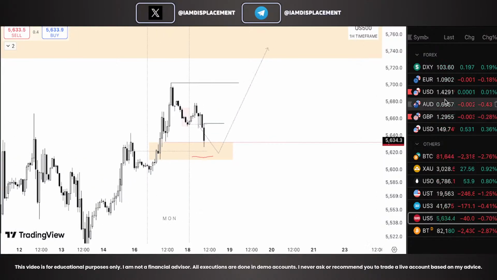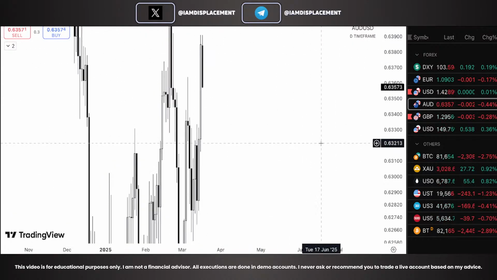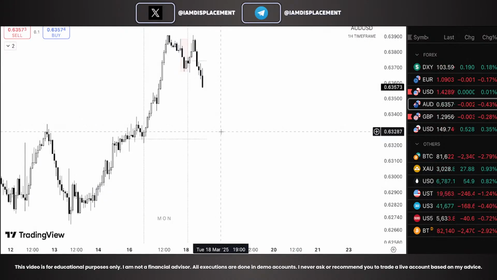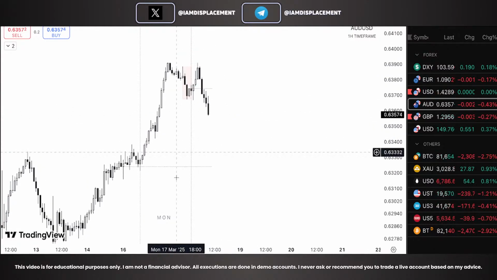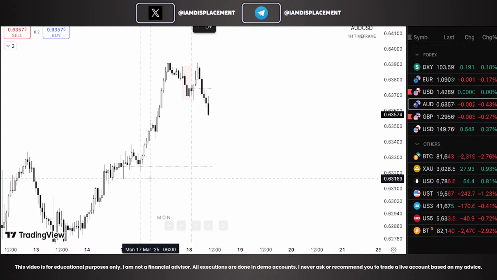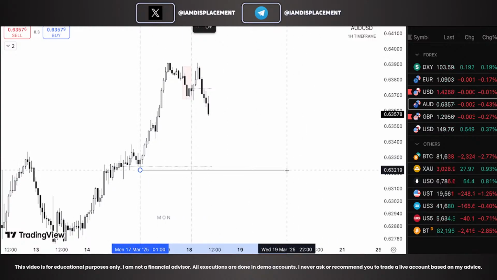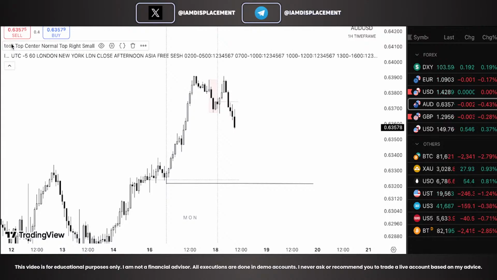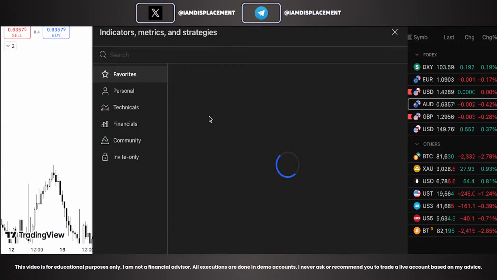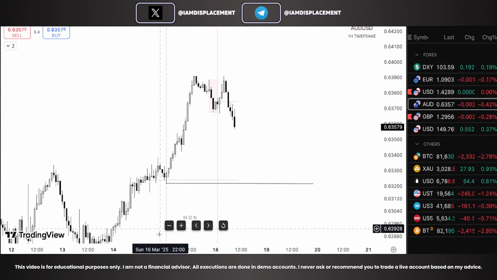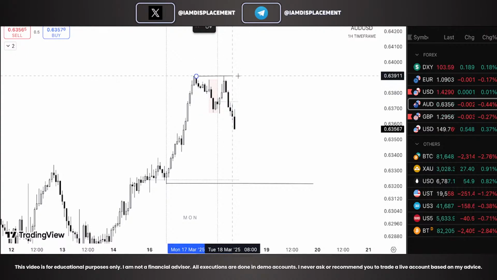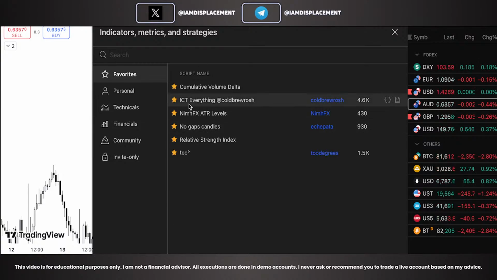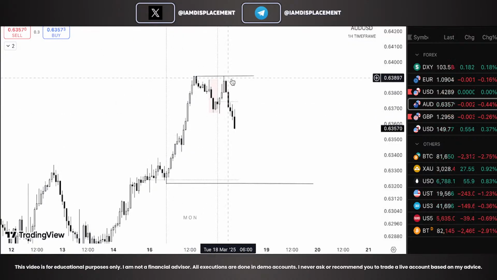AUD/USD, let's check that pair out. What you can see now is that all the pairs are checking out the Monday high. This is the Monday range. This is the Monday low. If you want, you can put that indicator on. This is the only indicator which you want to use, the ICT Everything indicator. I don't know why it is not opening. So it almost took out the Monday high, right? This indicator is a good one. So Monday high, Monday low, maybe the Monday range is the first draw, and Monday low.